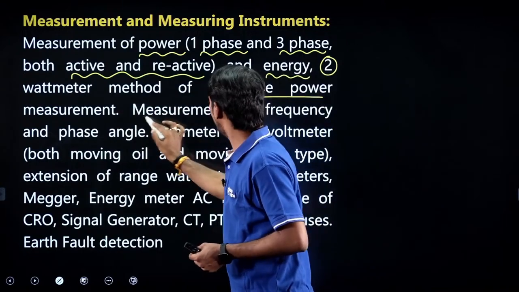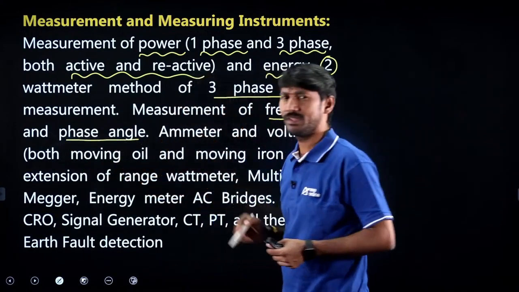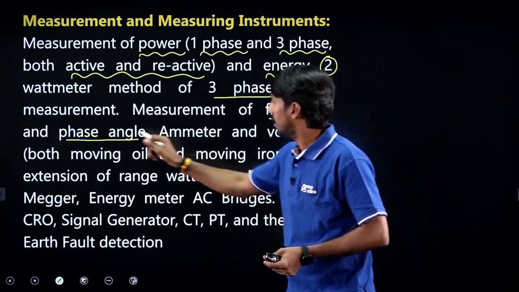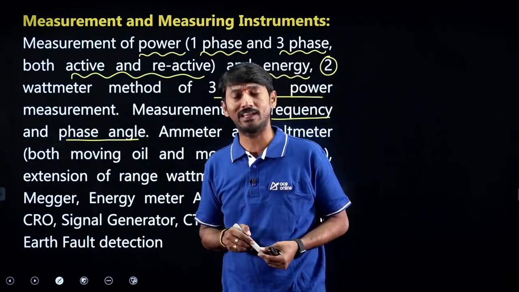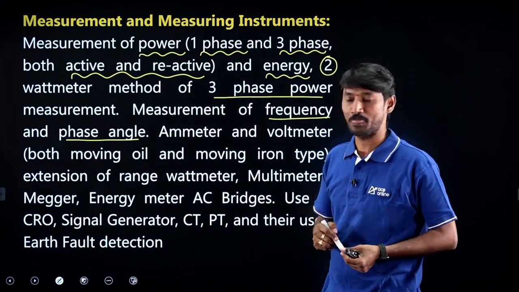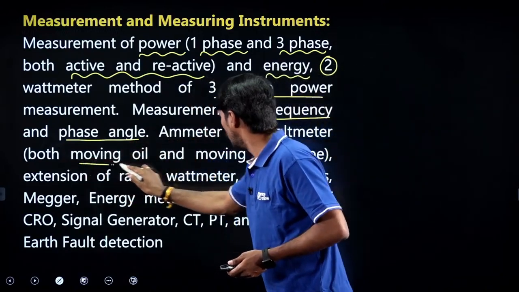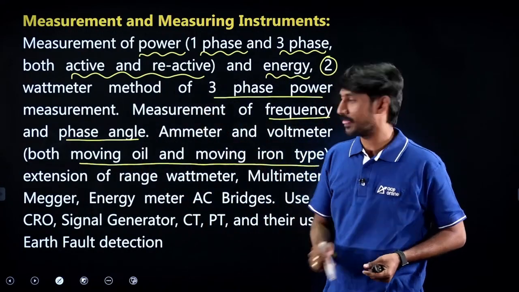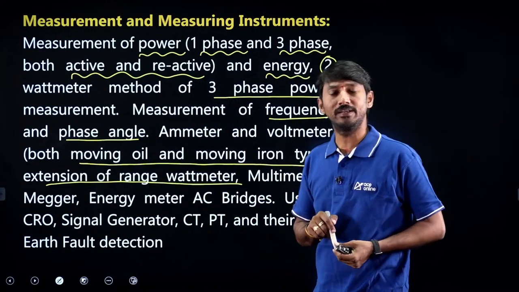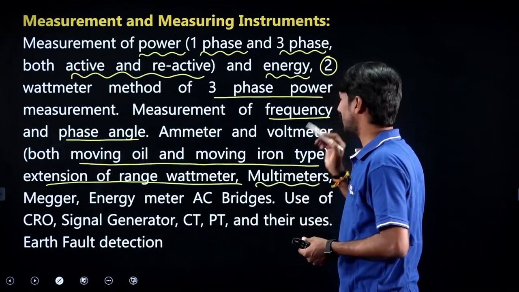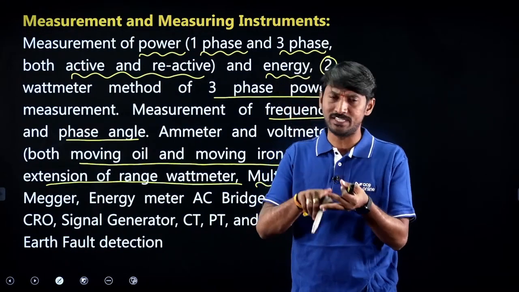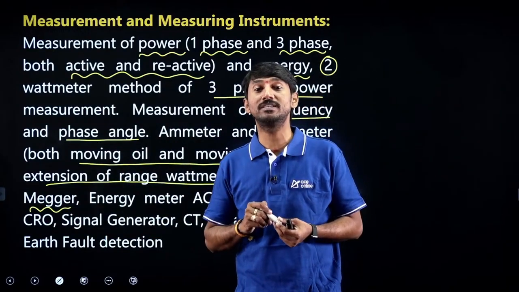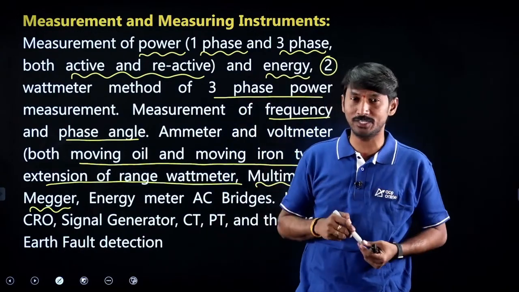And then measurement of frequency, measurement of phase angle. Measurement of frequency means frequency measuring devices, frequency meters. Measurement of phase angle means power factor angle, therefore power factor meter also. Ammeter, both moving coil and moving iron type, means PMMC instrument and moving iron type, he has mentioned clearly. And then extension of range of corresponding devices, multimeters. We can measure current, voltage, resistance, multiple parameters. And then megger. Megger is the device used for measurement of insulation resistance or high resistance.